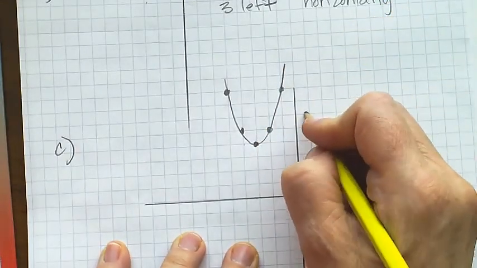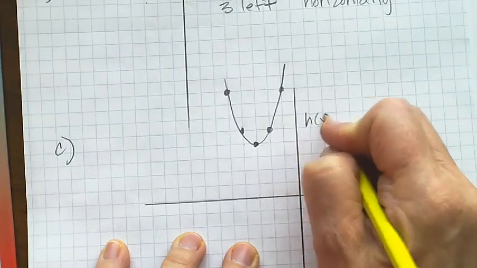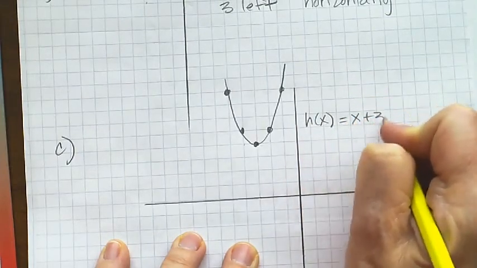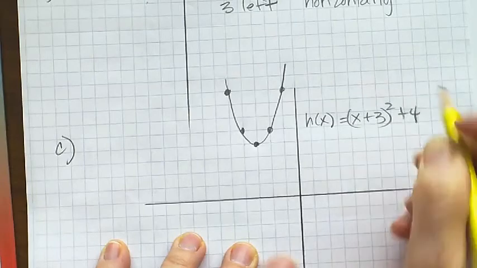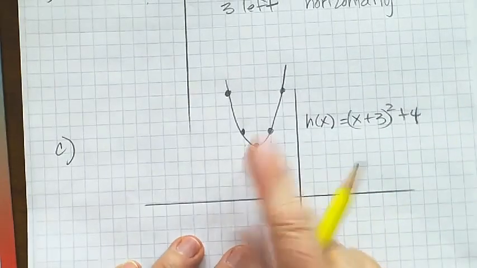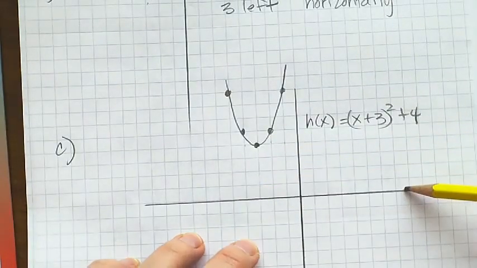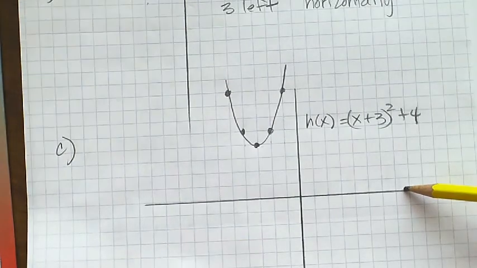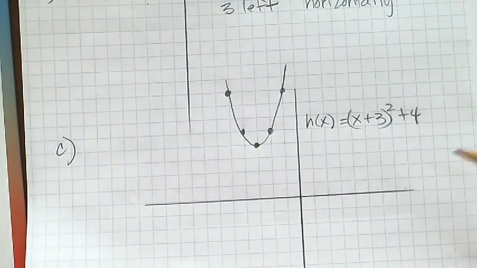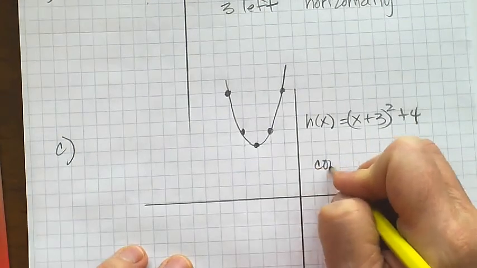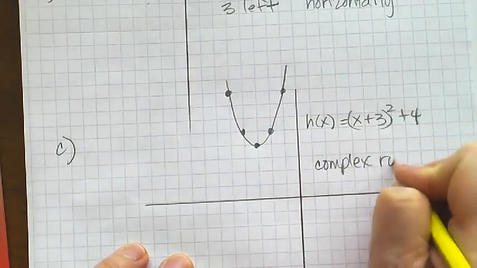Okay, that was h of x equals x plus 3 squared plus 4. And the reason it has imaginary solutions is because it's not hitting the x-axis. So it has complex, we would say it has complex roots.